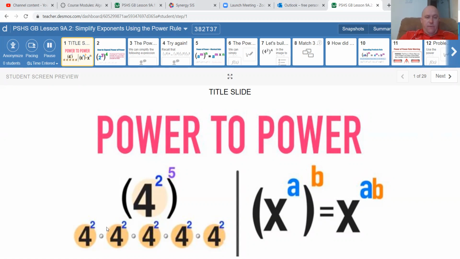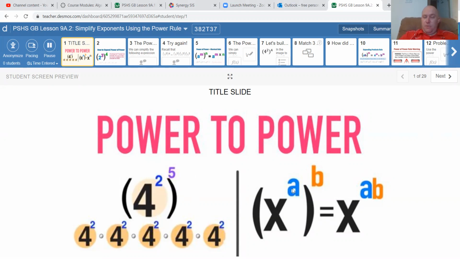Something to the power of 5 means you would actually write this out 5 times. And using our rule of exponents, when we multiply, we would add these all together. So 2, add 2, add 2, add 2, which is 10. Of course, it's much quicker just to say that 2 times 5 is 10. Notice the base stays the same. So this would be 4 to the power of 10. And this is just x to the power of ab.